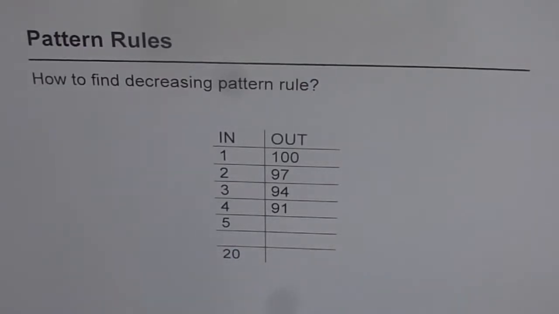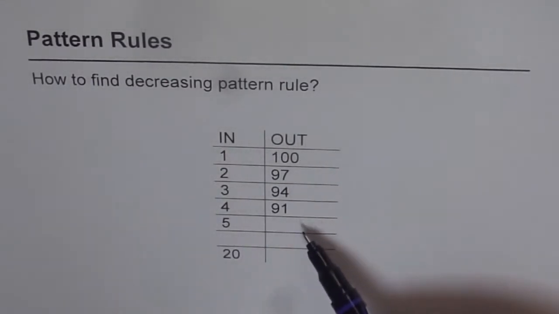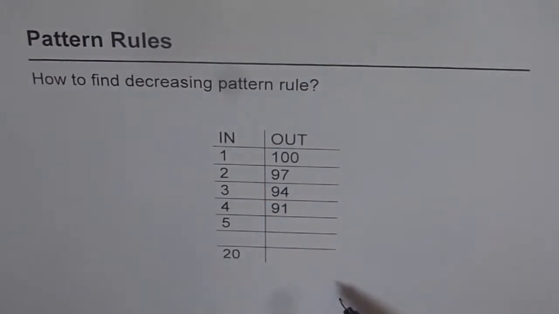Let us now understand how to describe pattern rules. We have a very interesting example here, and the question is how to find a decreasing pattern rule. When we say decreasing pattern rule, we are referring to outputs. As you can see in this example, we have input and output data.